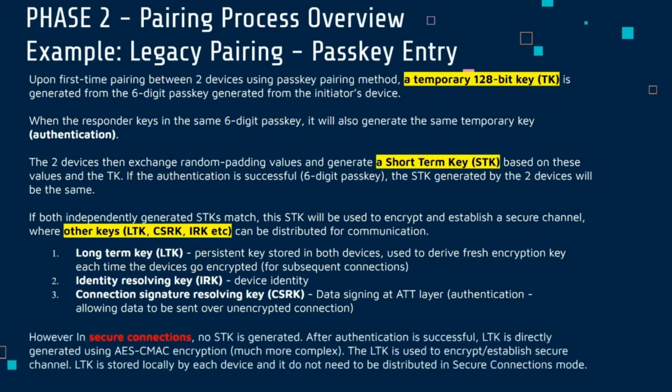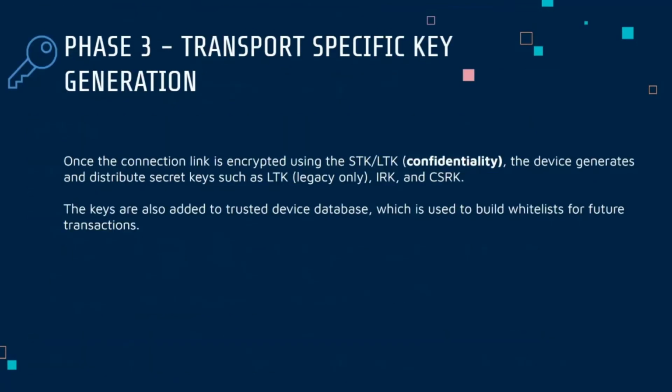However, in secure connections, no STK is generated at all. After authentication is successful, the LTK, long-term key, is directly generated using a much more complex AES-CMAC encryption, where public and private keys are used as well. The LTK is then used to encrypt and establish a secure channel. This LTK will then be stored locally by each device. But last but not least, in phase 3 of the pairing process, specific keys are transported to one another. Once the connection is encrypted using the STK or the LTK, the device will then generate and distribute secret keys such as the LTK, IRK, CSRK as mentioned earlier.